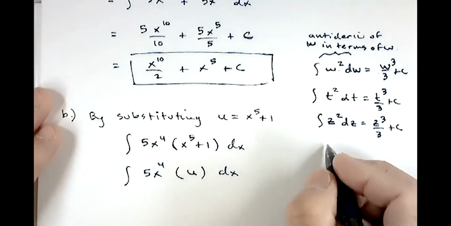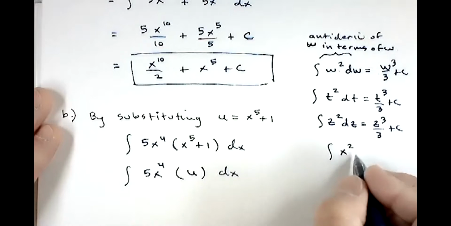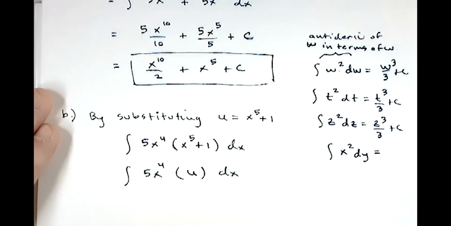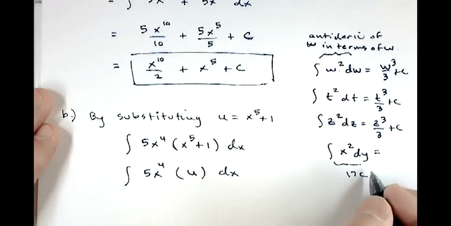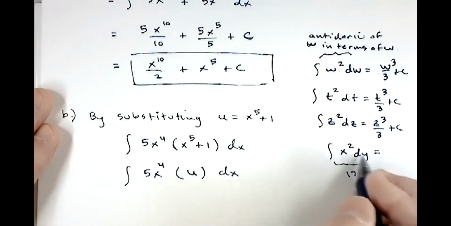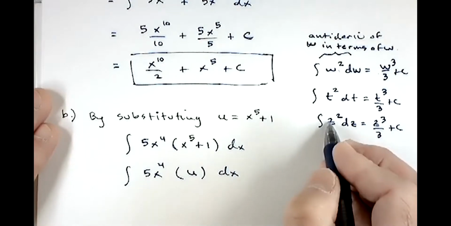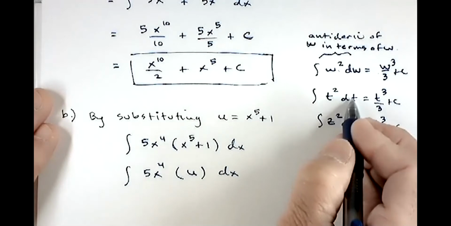I know it sounds strange, but there will be a time in 17C next quarter when this will actually have meaning. The antiderivative of x squared, you might say, is x cubed over 3. But what if I said in terms of y? This is something that we will see in 17C. For now, whatever variable you have here, you're going to see the same differential here.